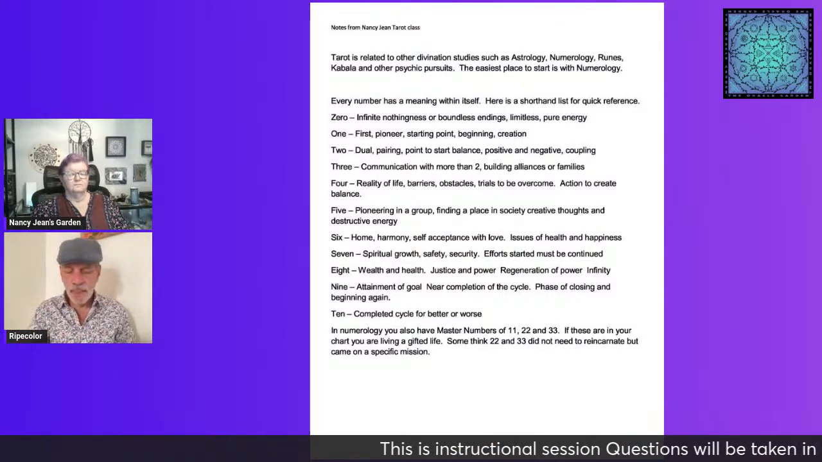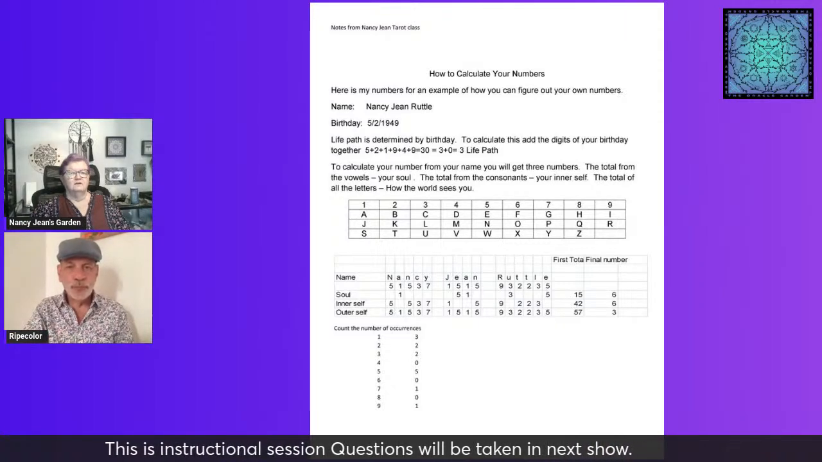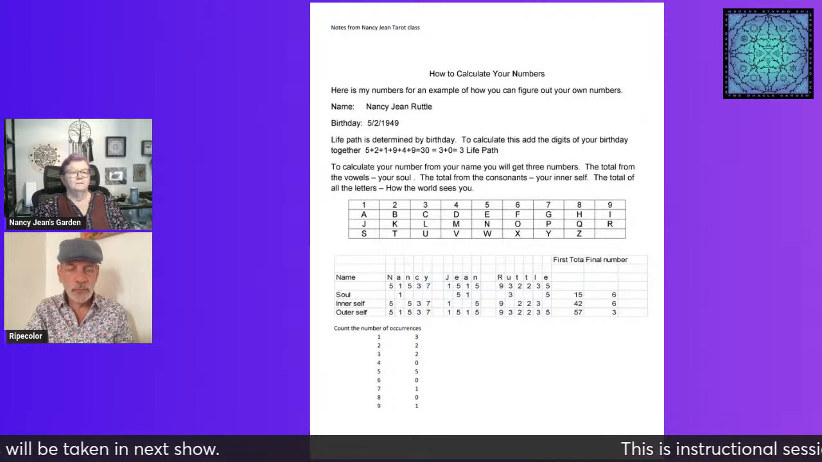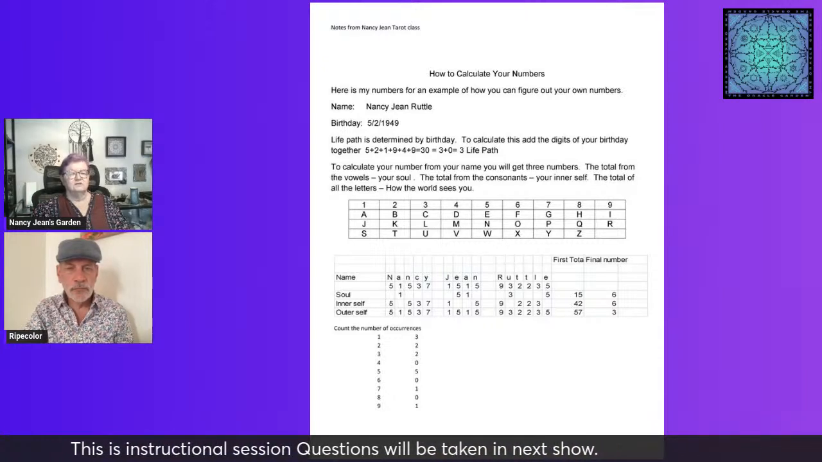Okay, now I'm going to put back up the one on how to calculate it. So now you've got your little chart. This is called the Pythagorean number chart, and you can look it up if you don't catch it today. Google it. You'll find lots of stuff about it.